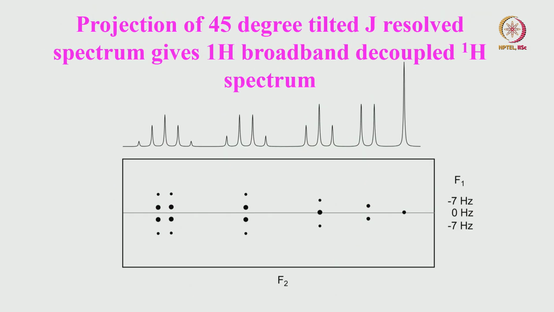Fantastic broadband decoupled proton spectrum. This is an example, a 45-degree tilted pulse. Beauty, what you can see here is a pentet. This pentet comes because of two peaks which are overlapped, but they are two different chemical shifts.